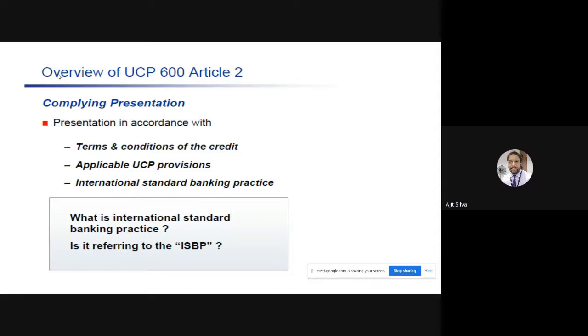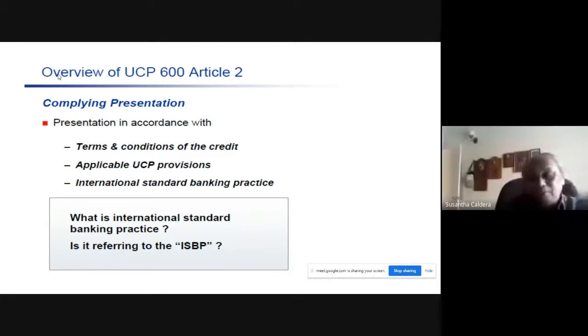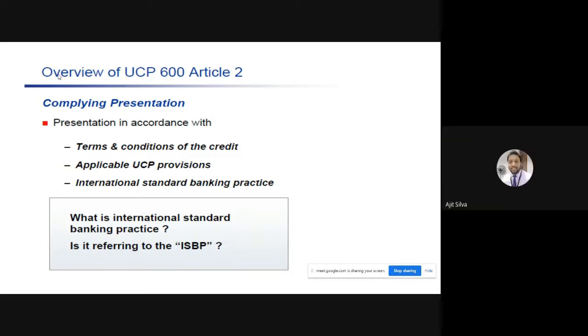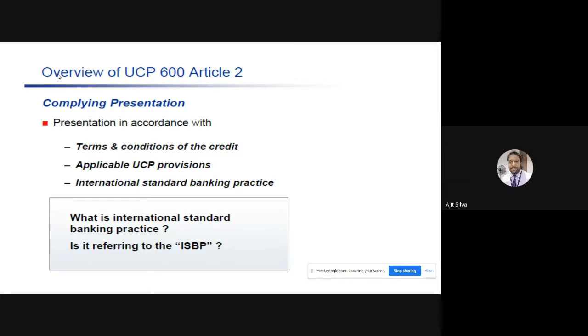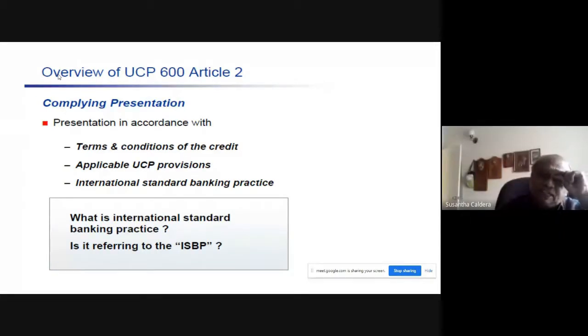It is a guide for document takers. Yeah. What was your name? Ajit. Ajit from Commercial Bank there. Ajit, you are perfectly correct.